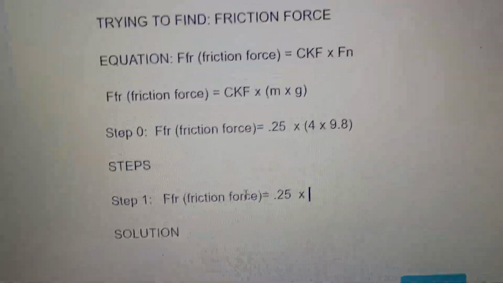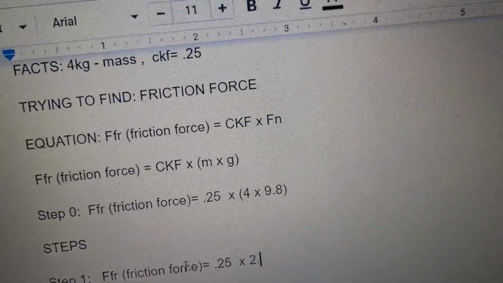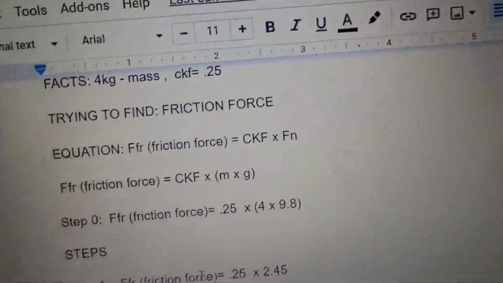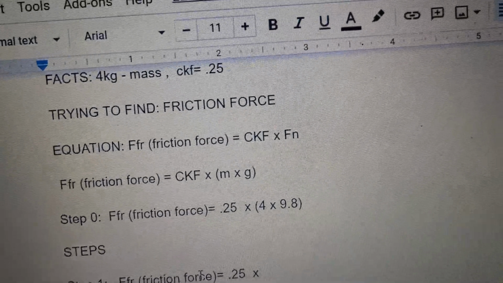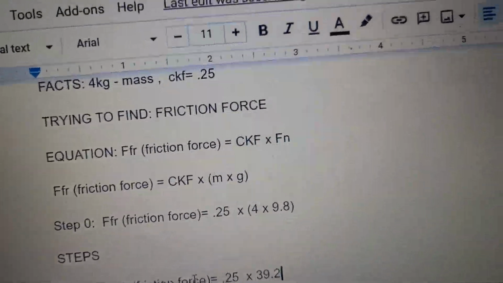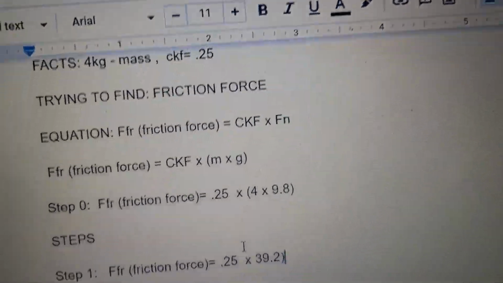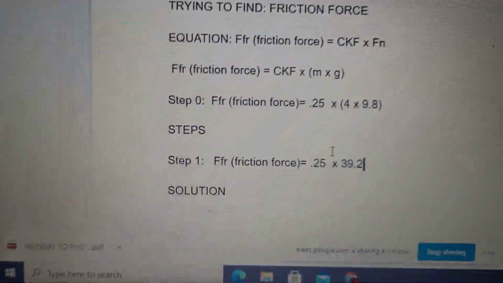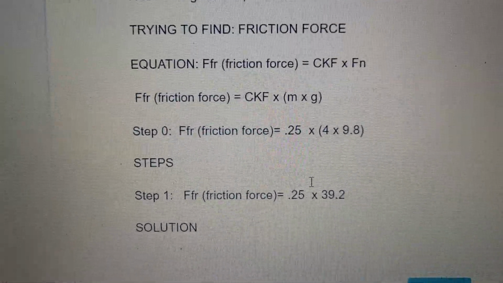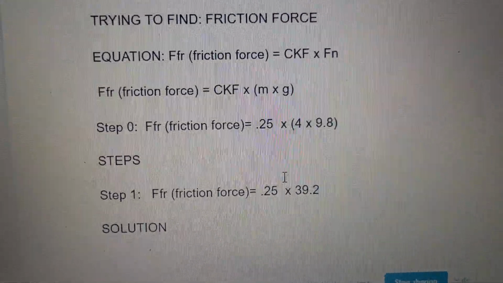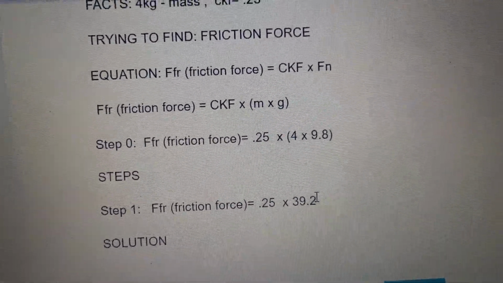You get 2.45? Can someone double check on that? I got 39.2. Could someone else double check? I got 39. Okay, I hear a lot of people say 39.2. That's perfect. That's exactly why we all double check to make sure, because that's how we support each other. Good. So 39.2. Beautiful.